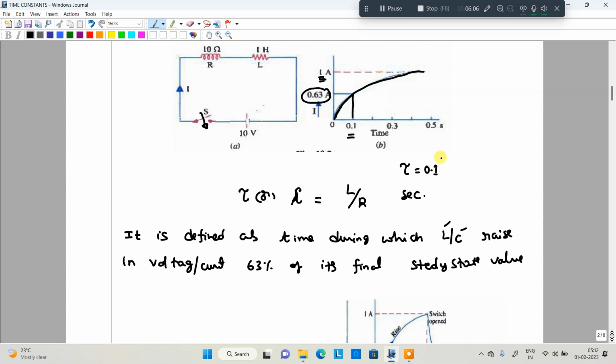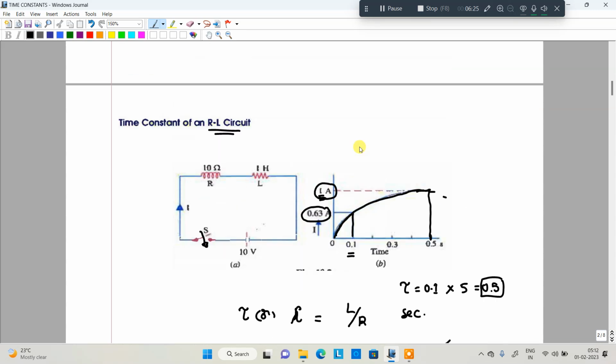So when we reach the maximum current, in general 5 time constants, that's why it is 5 into 0.1, that is 0.5 seconds, 5 time constants. So at 0.5 we'll get the maximum current. After that it is going to decrease. So everyone got the idea what is meant by time constant?